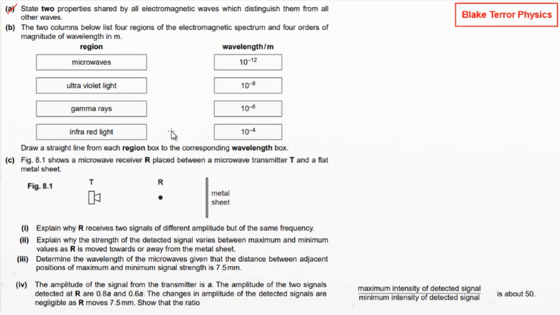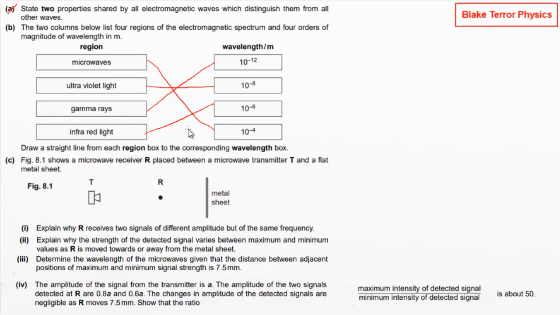Two columns below list 4 regions of the electromagnetic spectrum and 4 orders of magnitude of wavelength in meters. Draw a straight line from each one to each one. So we have microwaves, UV, gamma rays, infrared light, and the wavelengths. The gamma rays are going to have the shortest wavelength, so that's coming up here. Then the next one down is ultraviolet, the next shortest. Then infrared, and our longest one is going to be the microwave.